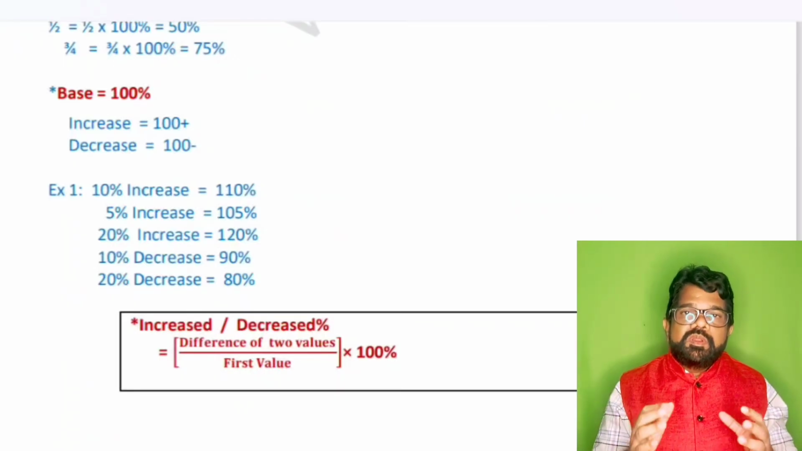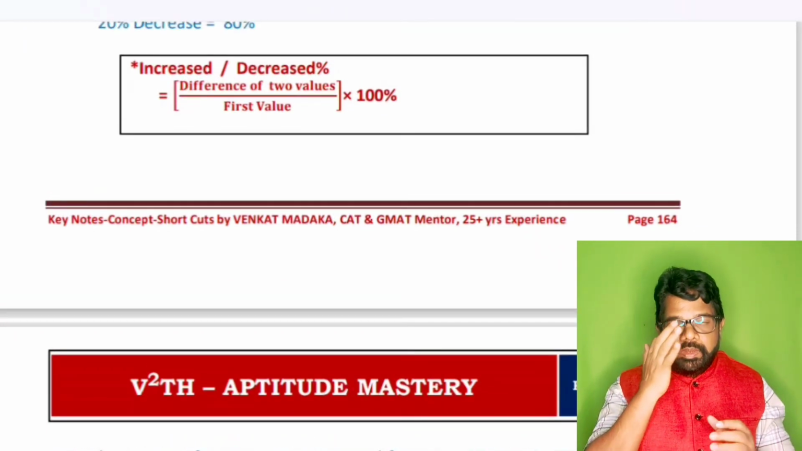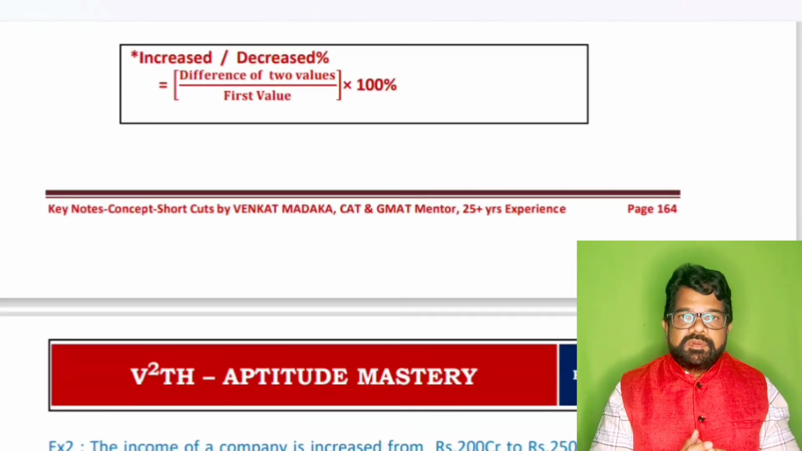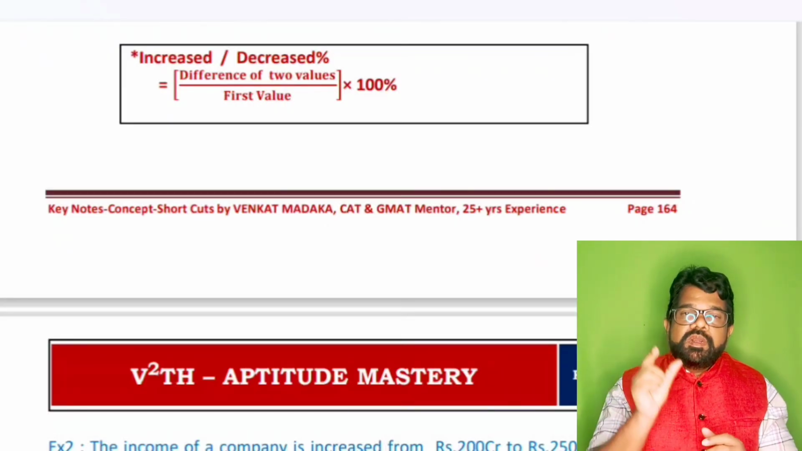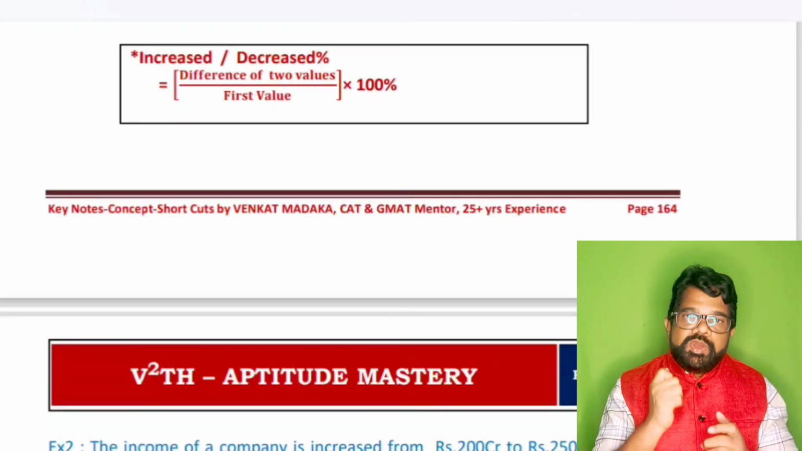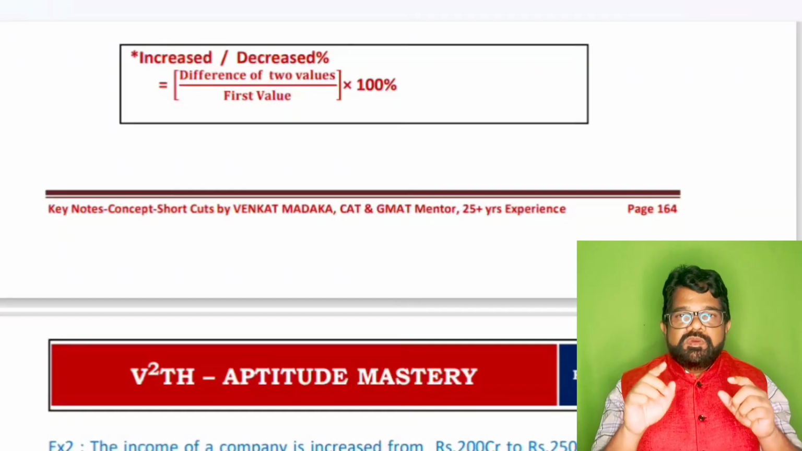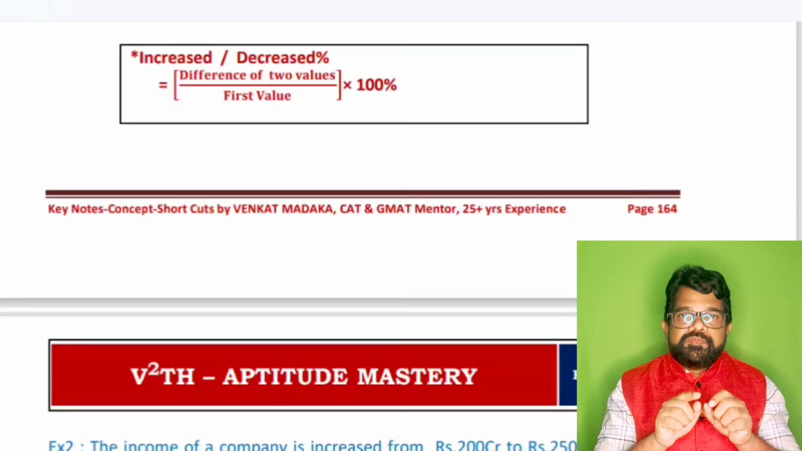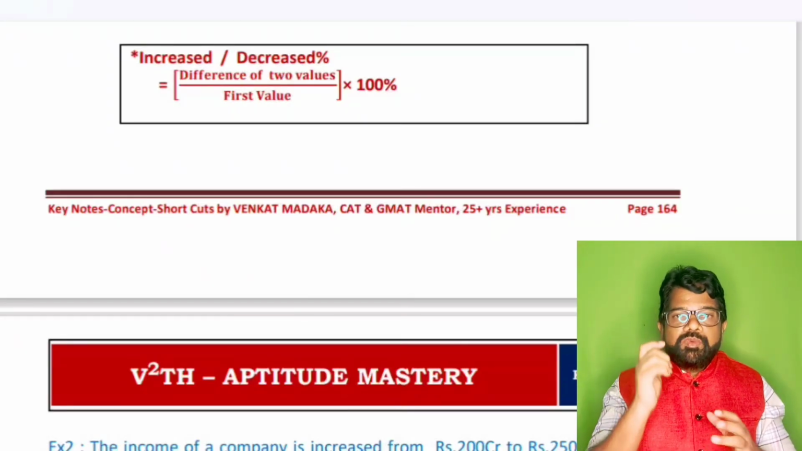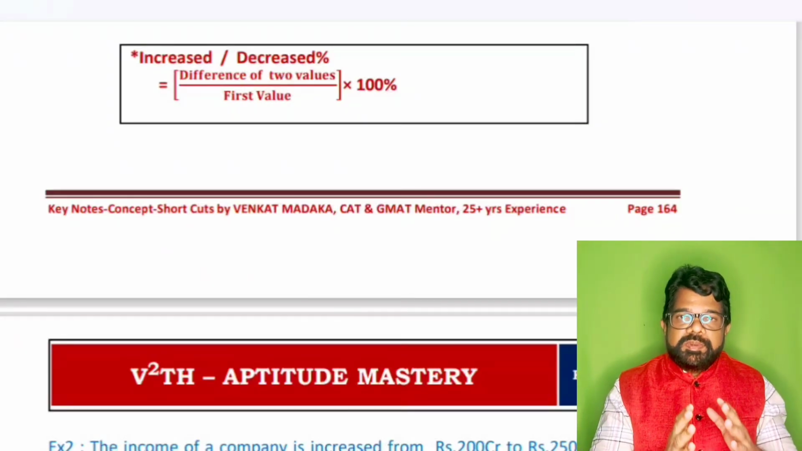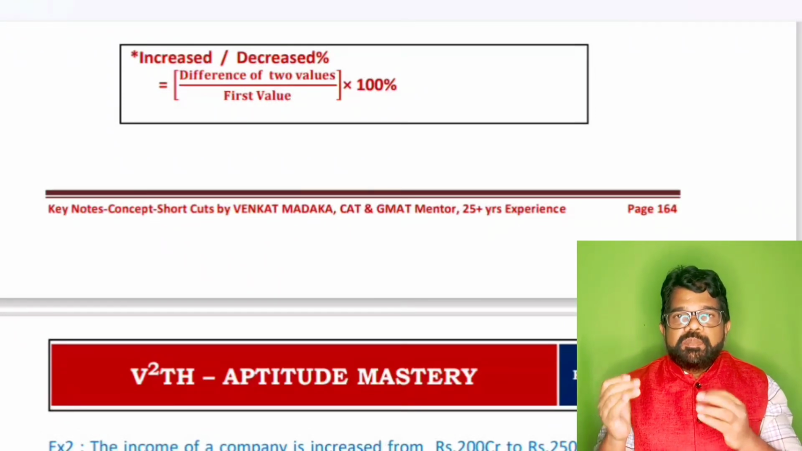Now see another keynote: increased percent or decreased percent, how can you calculate it? What is the keynote? The difference of the two values you have to take in the numerator, divided by the first value, into 100 and the percent symbol. All these keynotes which are in the box in the material, you have to put in your brain. By practicing, put them in your mind. What is the increased or decreased percent? Difference of two values by first value into 100 and the percent symbol.